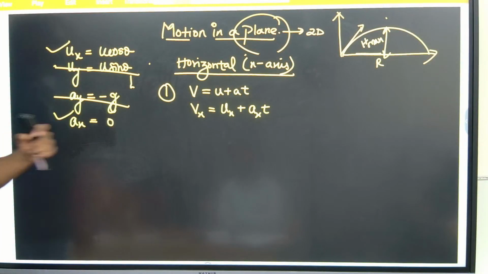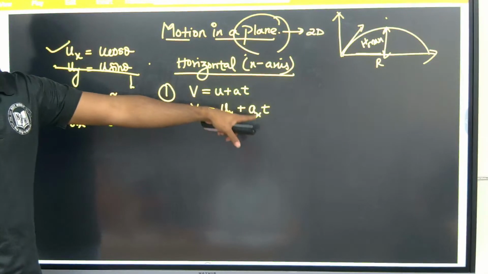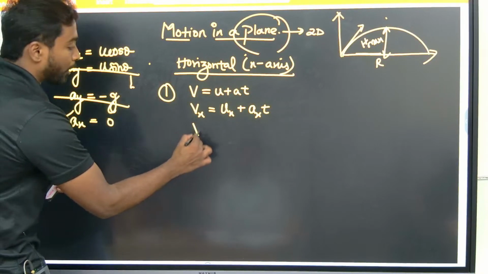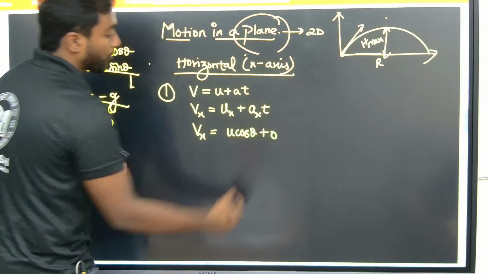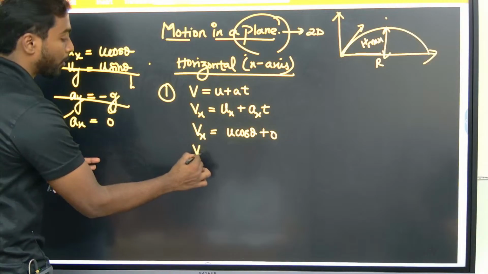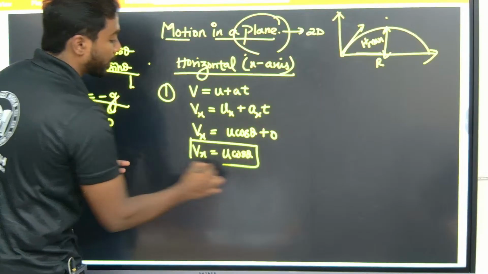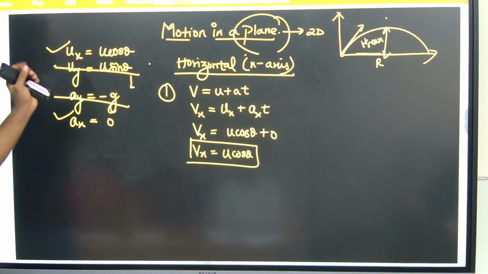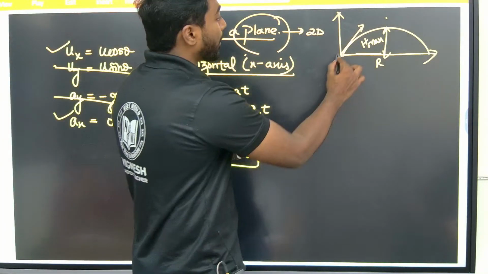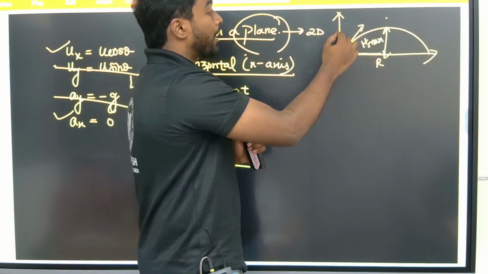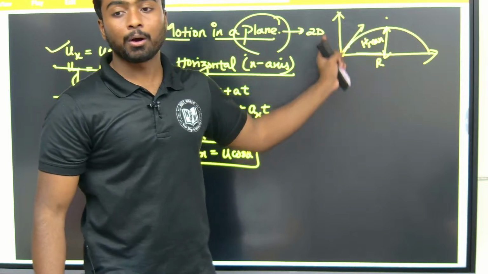Now what will we find here? What are the things we know? u we know, a we know. So what we will get? Final velocity in x axis will be equals to u cos theta plus 0. So velocity in x direction will be same as initial velocity; final velocity is nothing but initial velocity in x axis. So one thing we can get here, whenever it's going in this path, y velocity keeps on changing, but x velocity remains constant throughout the motion.